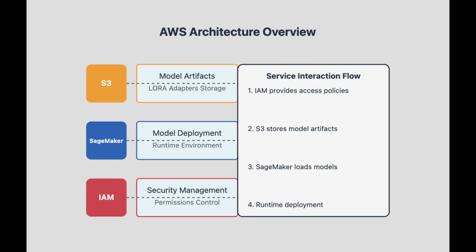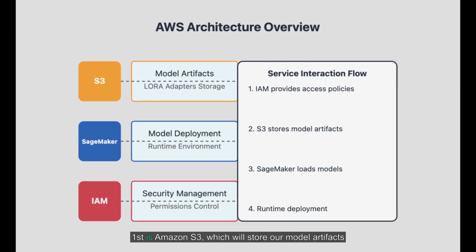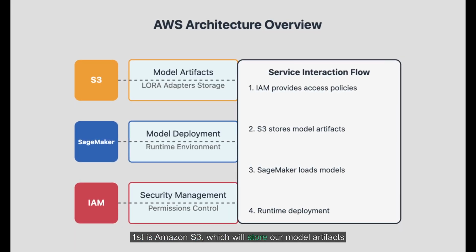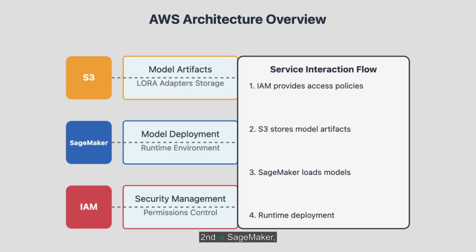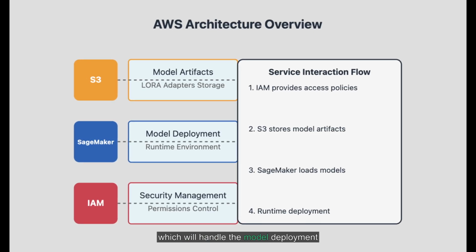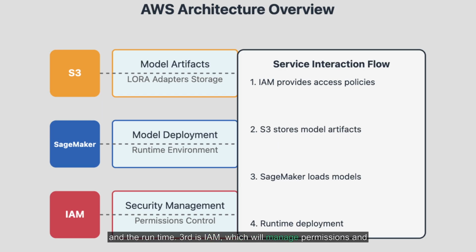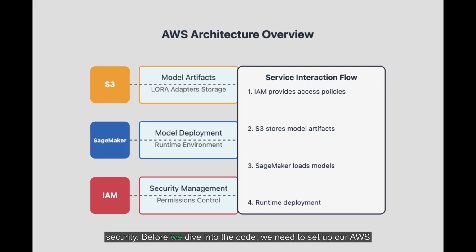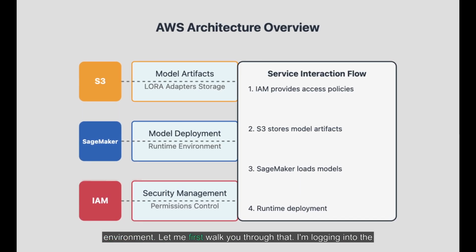In AWS, this translates to three key services we'll be using. First is Amazon S3, which will store our model artifacts and the LoRA adapters. Second is SageMaker, which will handle the model deployment and the runtime. Third is IAM, which will manage permissions and security. Before we dive into the code, we need to set up our AWS environment. Let me first walk you through that.